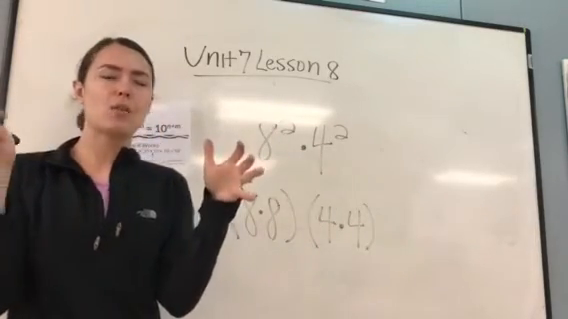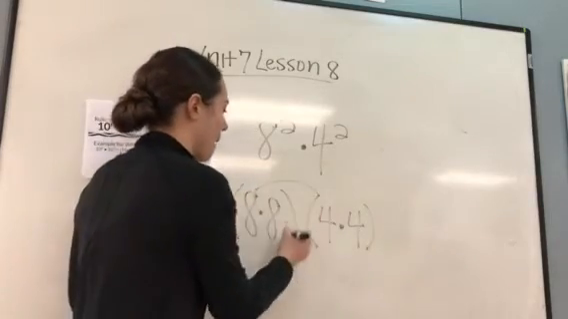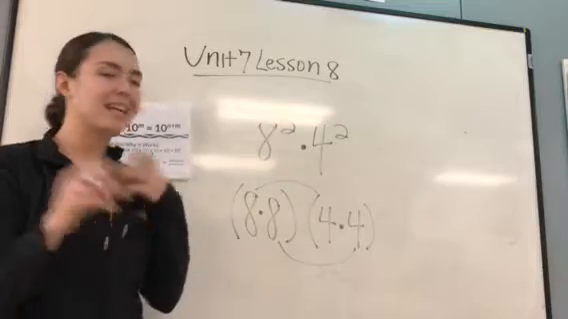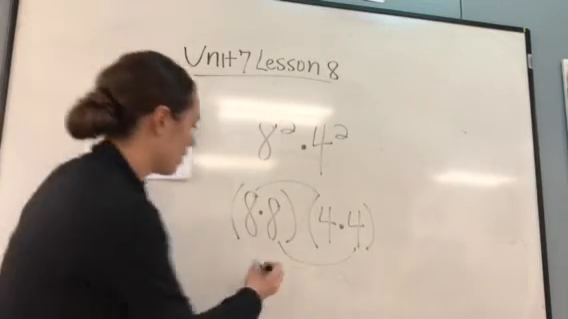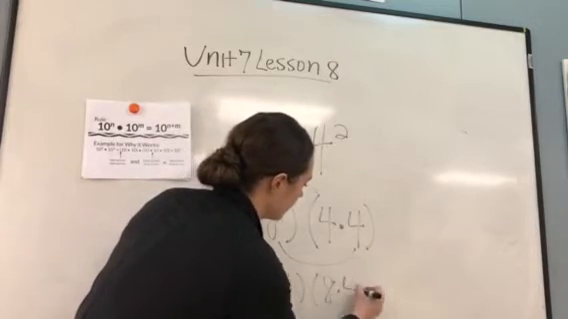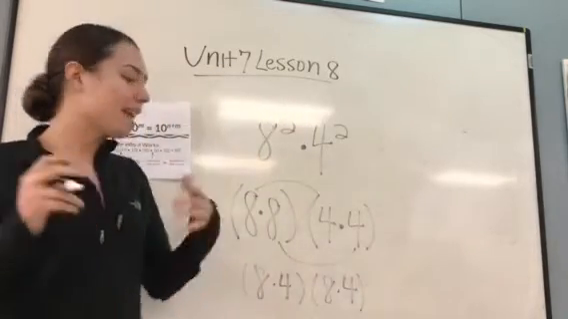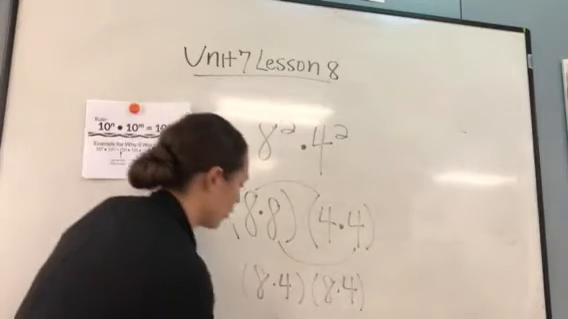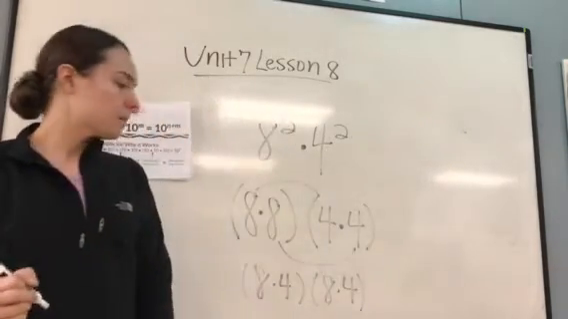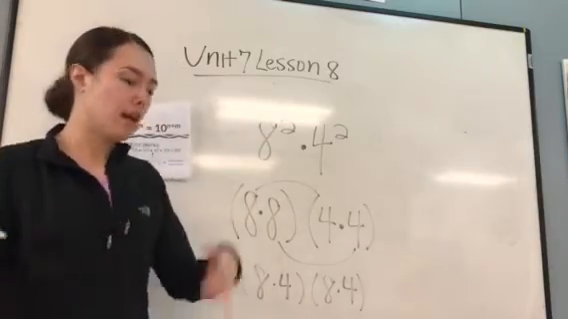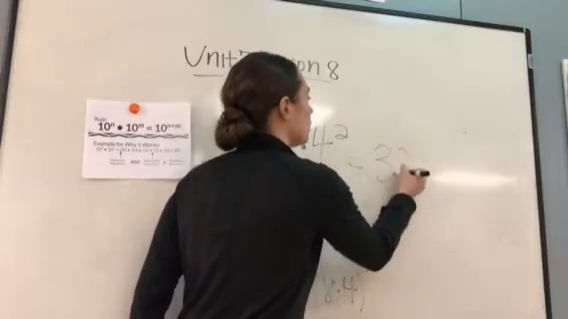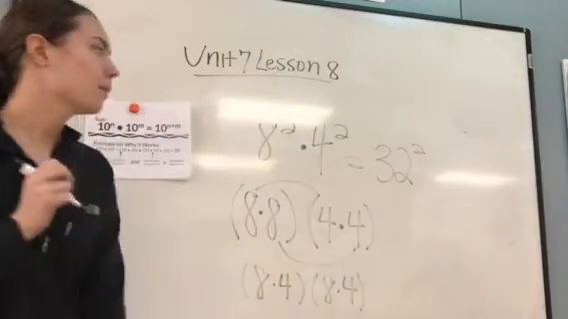I've expanded it out. Now I can match them up together and rearrange how they're being multiplied to simplify my answer. I've got 8 times 4, and I've got 8 times 4. Well, 8 times 4 is 32. 32 times 32. How many 32s do I have? I have 2 32s. So my answer is 32 to the second power.